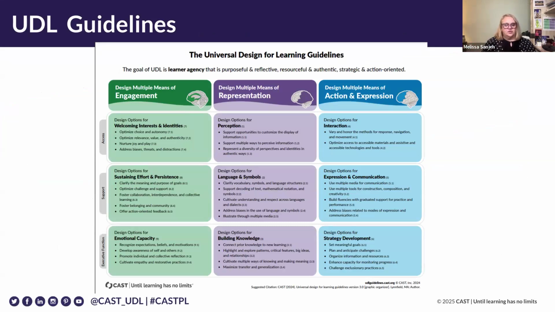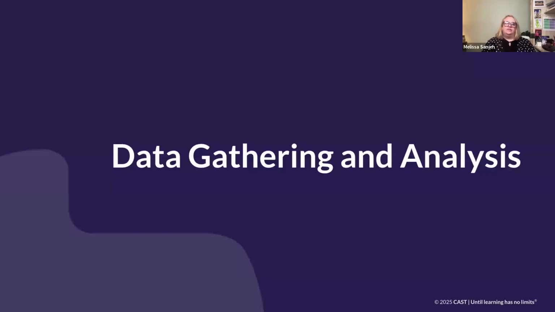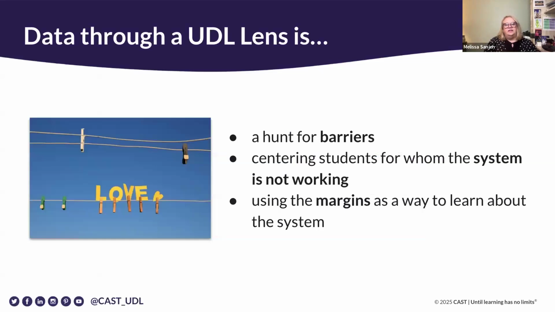And then the SIC is sort of the ways that we use UDL in the school building. So how do we use the SIC? We start by data gathering and analysis. And so data through a UDL lens is really a hunt for barriers. So we take that UDL lens and we apply it to data, and we want to look for where the barriers are in our system. Where are the barriers in our school building?